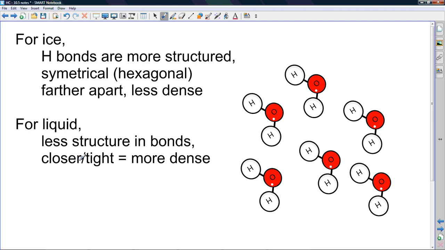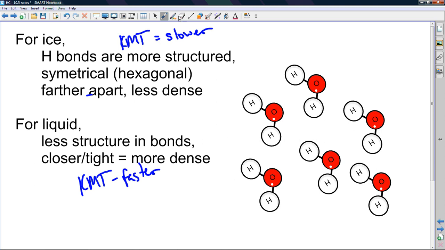Whereas in a liquid, there's less structure. The molecules are moving around more, therefore they're tighter and they're more dense. Now, if we go back to something in an earlier part of the chapter, kinetic molecular theory. Kinetic molecular theory, for solids, molecules are moving around slower. For liquids, they're moving around faster.